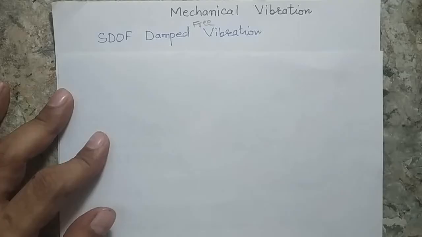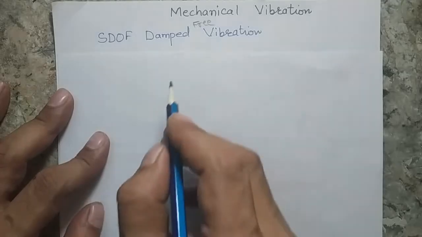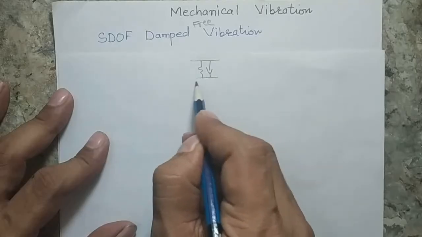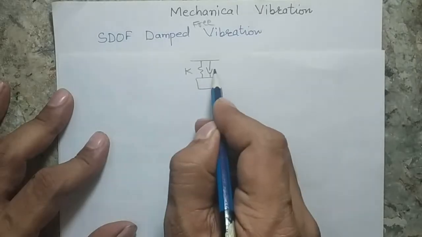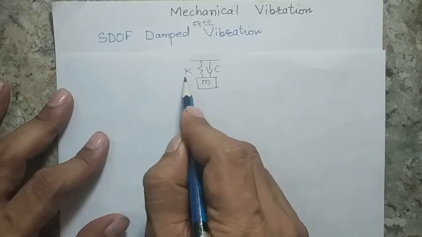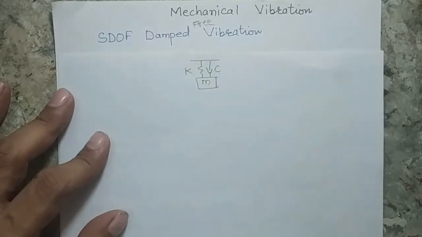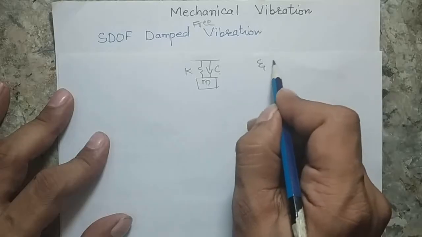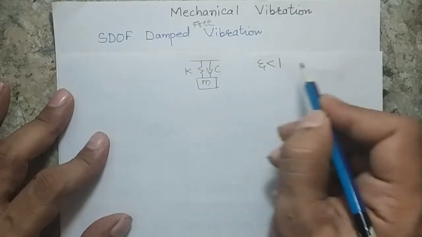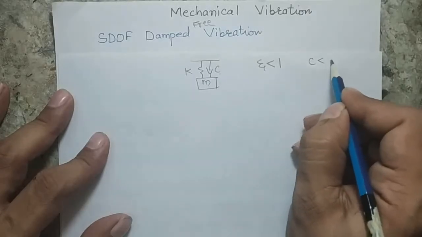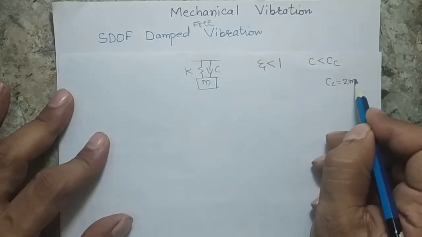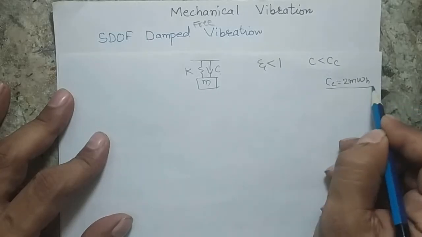If you recall our previous lecture, we have derived that if you are having a damped system, where K, C and M represent the stiffness, damping and mass, and I know that the zeta of this system is less than 1, that means the damping is less than critical damping. And what is critical damping? Critical damping is 2m omega n. We have already seen this.